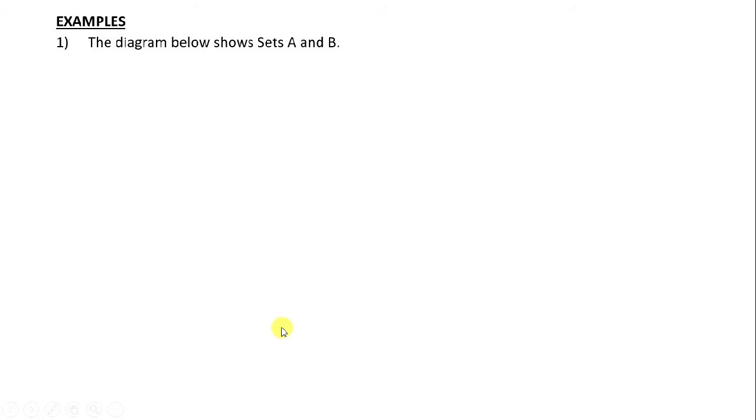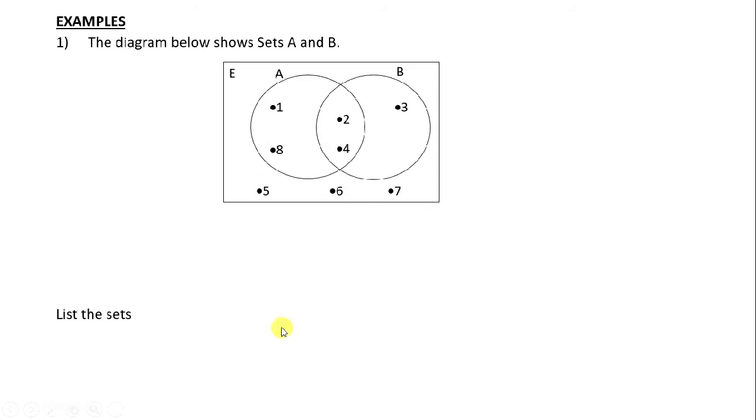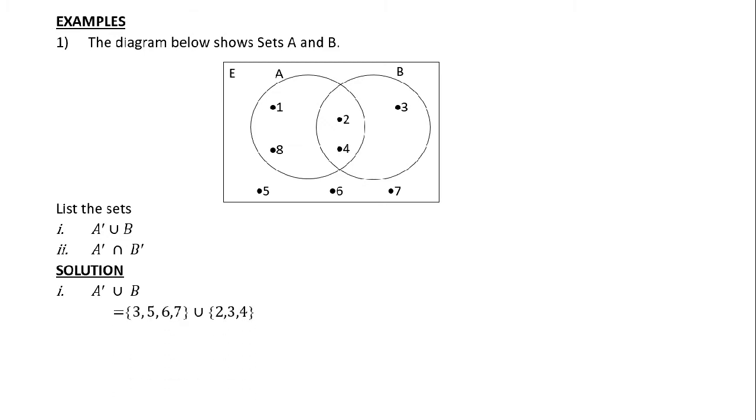Question 1. The diagram below shows sets A and B. List the sets A complement union B and A complement intersection B complement. So we'll take it step by step. We'll start with the first one, A complement union B. So we are looking at those elements which do not belong to set A, that is A complement. We have 3, 5, 6, and 7. Union, we have set B which has elements 2, 3, and 4. So we are looking for the union. It means we combine. Our final answer will be 2, 3, 4, 5, 6, and 7.